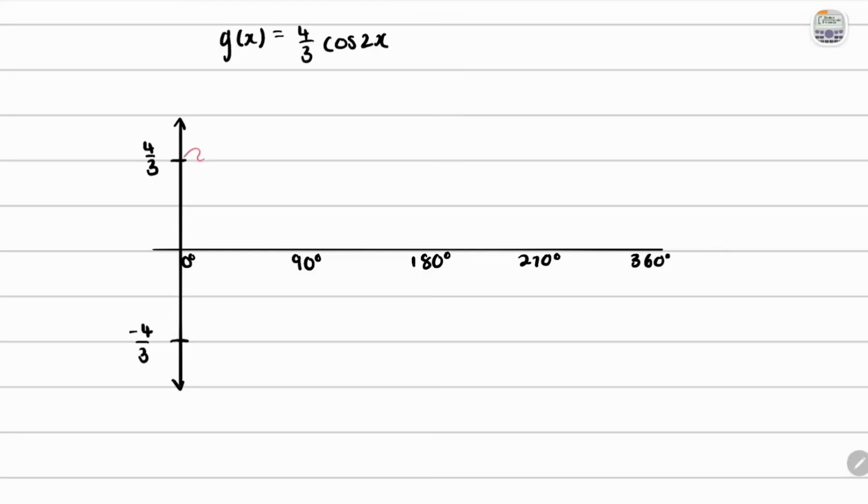The highest it will reach will be 4 over 3, just like the natural cos graph hits a highest of 1. And then that was at 0. Then at 90 degrees, the natural cos graph is 0. It's also going to be 0 here. So it hits negative 4 over 3. At 270, it will hit 0. And at 360, it will hit 4 over 3.